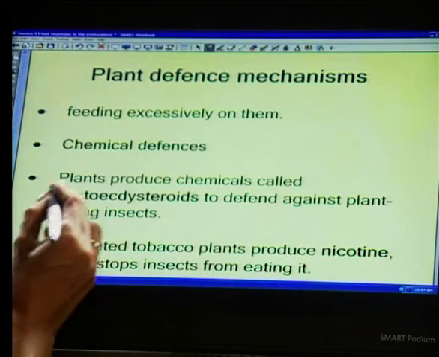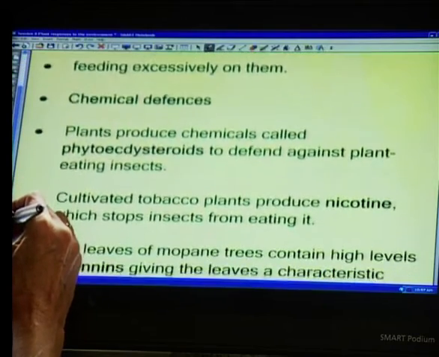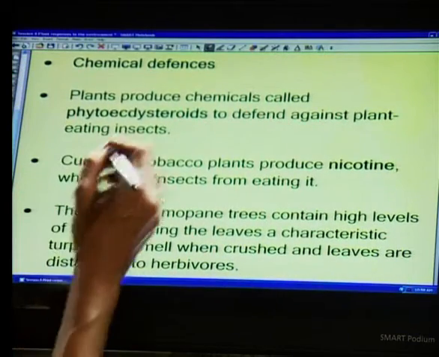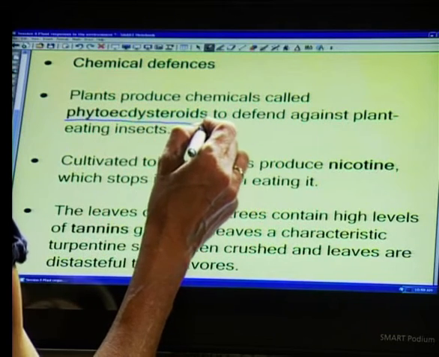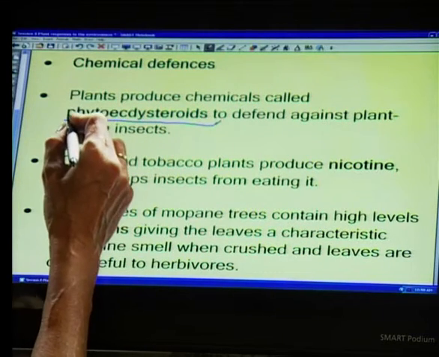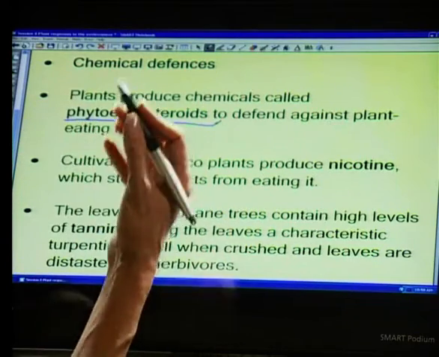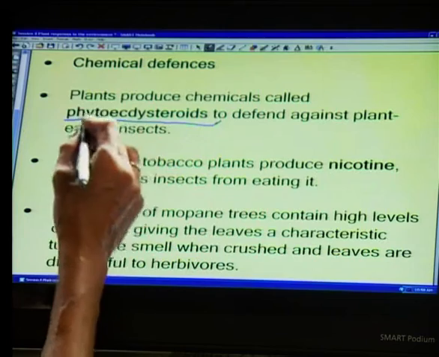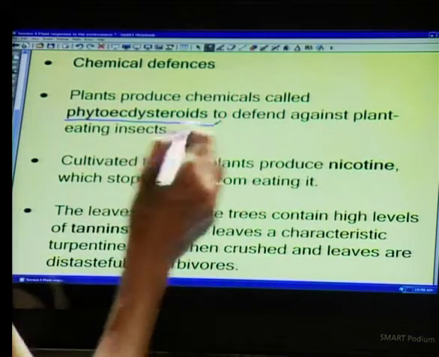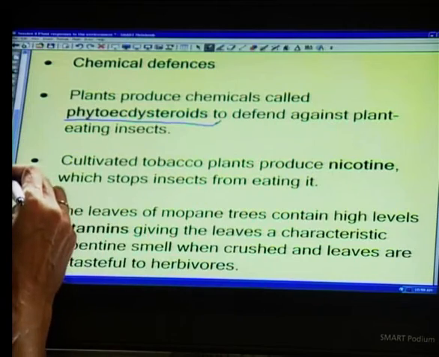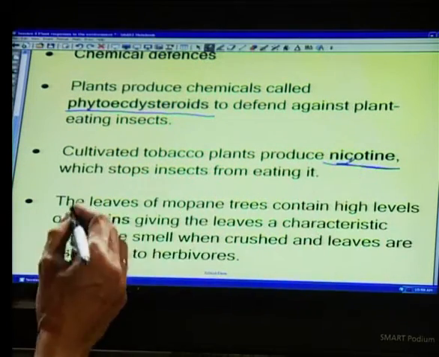So what do plants do? They have chemical defenses. And what are these chemical defenses? Well, the plants produce chemicals called phytoidisteroids, which is a horrible word. Best you just, I mean, you don't have to know this word. I put it in so that you understand. But they produce chemicals to defend against plant-eating insects, okay? Now, if we think of cultivated tobacco plants, they produce nicotine, and that stops insects from eating them.